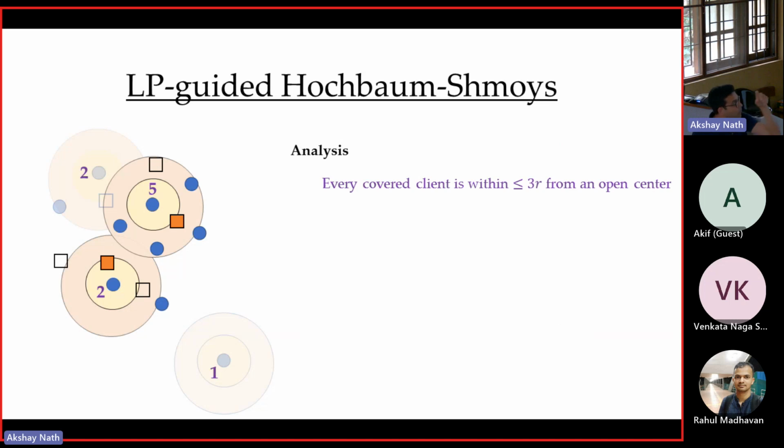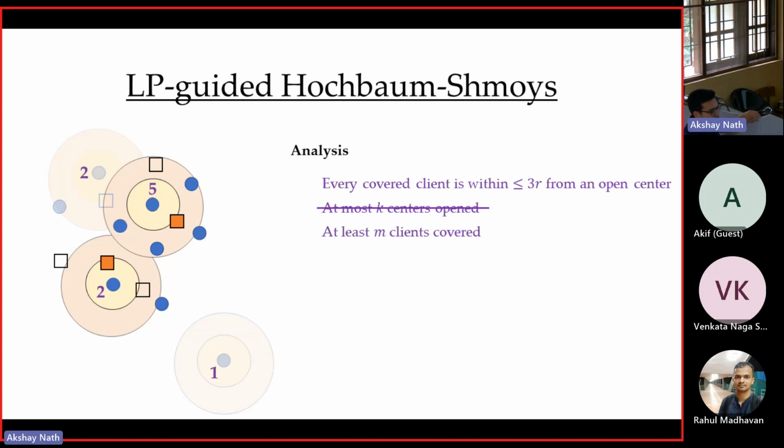So first of all, every covered client is within distance 3R from an open center. The same reason as before. Every covered client is covered because it's in the orange ball of someone whose yellow ball has an open facility. So that's the same. And at most K centers opened, well, that's by design. But as was pointed out, the non-trivial part, not at all clear part, is why have I covered at least M clients, right? So let's go over this.